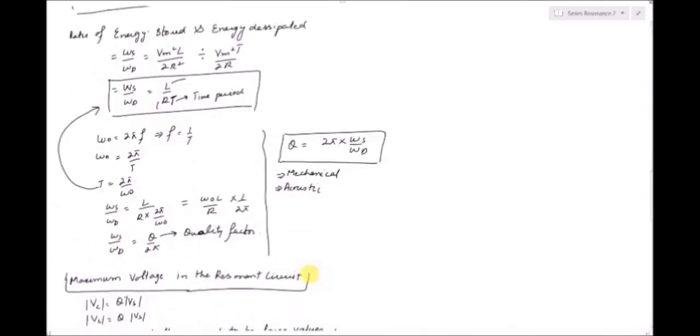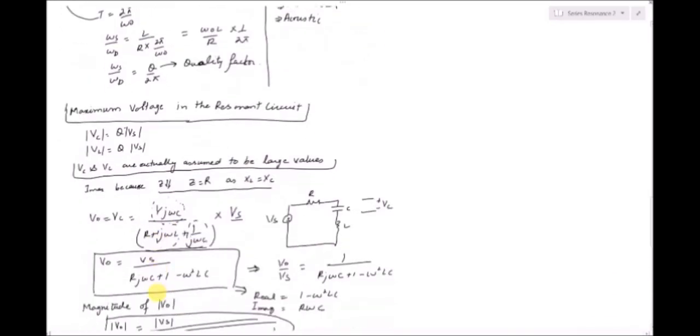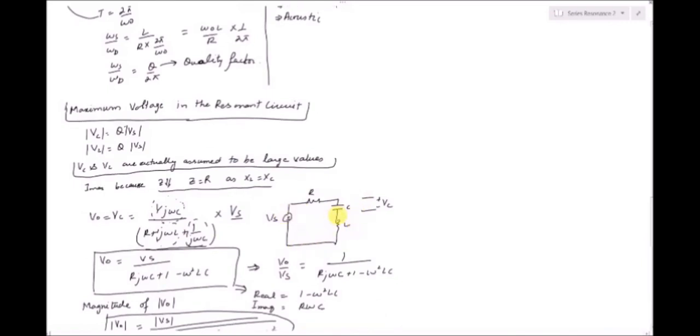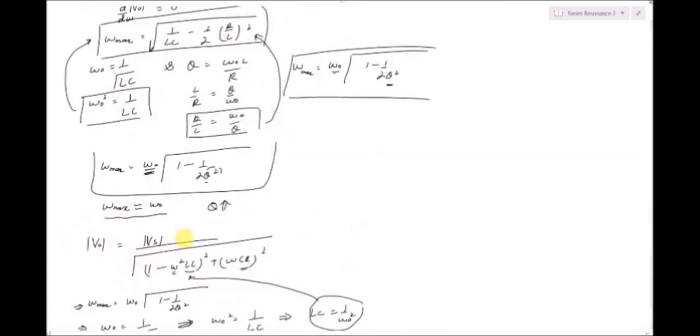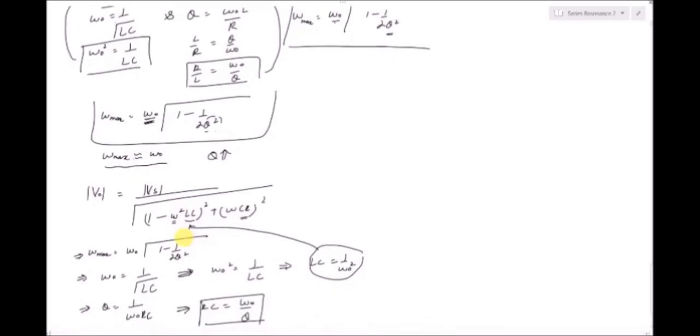Later in the lecture we tried to find the maximum voltage and the frequency at which the maximum voltage occurs. So we started from the series RLC circuit again and tried to find the voltage across the capacitor. From there we calculated the frequency at which the maximum voltage will occur, and we found that the higher the quality factor, the higher will be the voltage across the capacitor at resonance, and if the quality factor increases, omega naught becomes approximately equal to omega maximum.